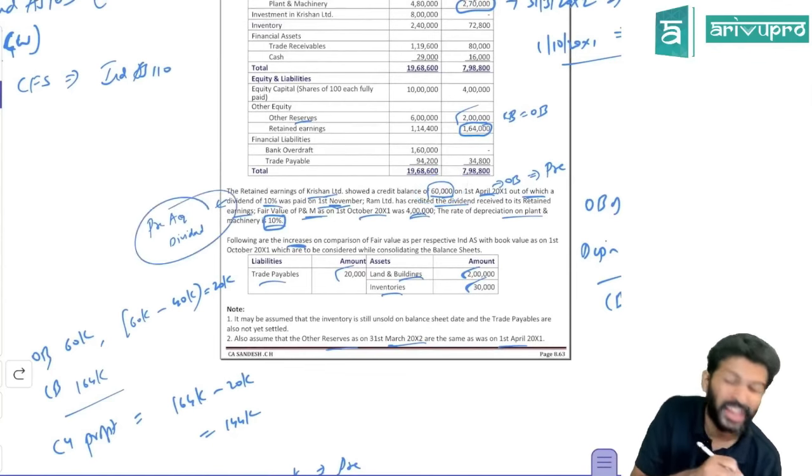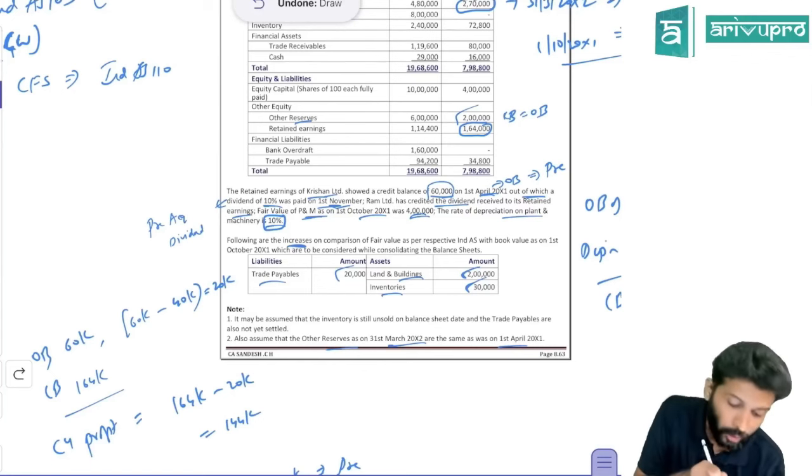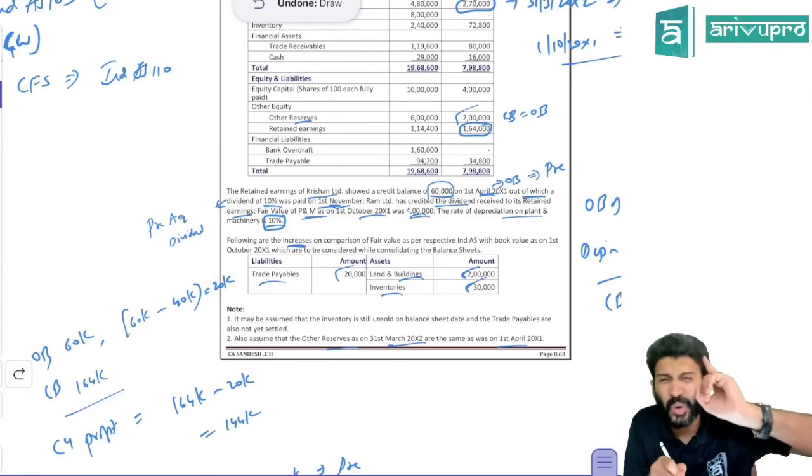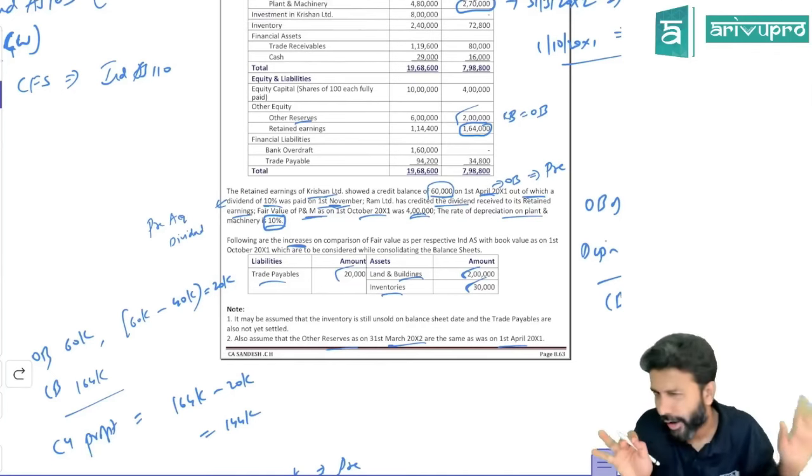That dividend only we call as pre-acquisition dividend. So how much dividend did you pay? 40. That means the opening balance of retained earnings is only 20. Now touch your heart and tell.